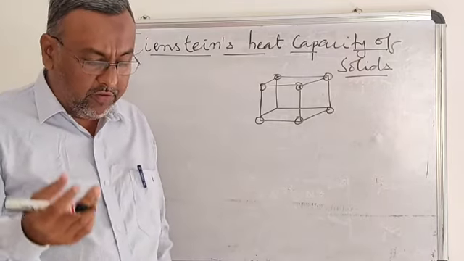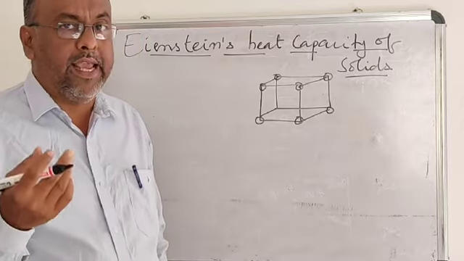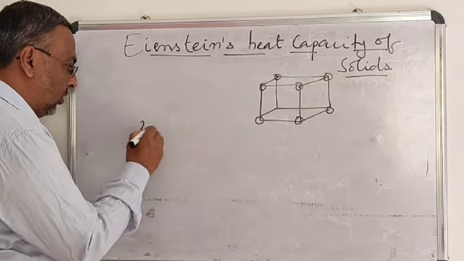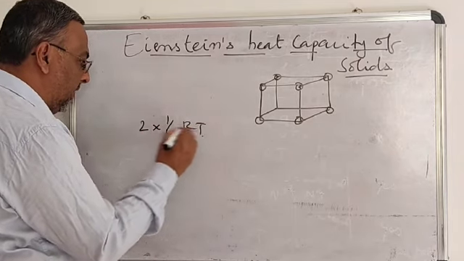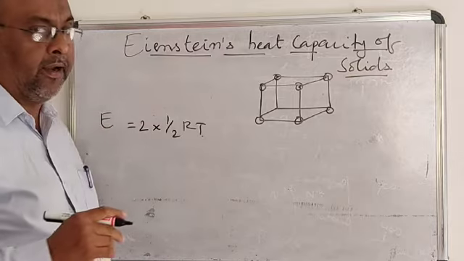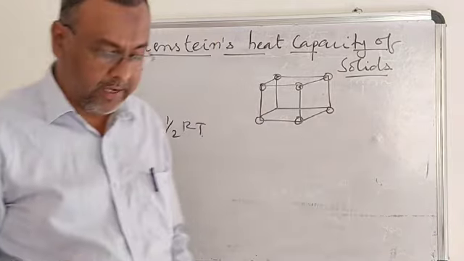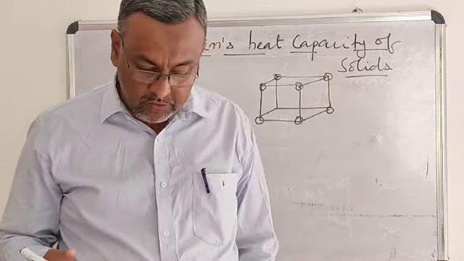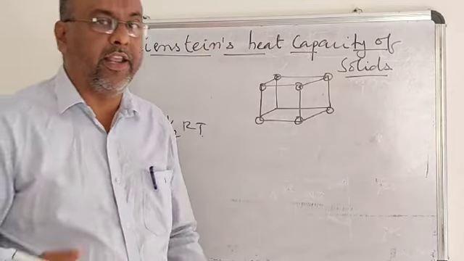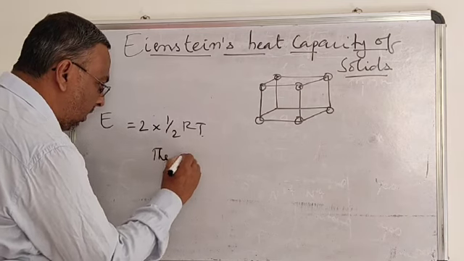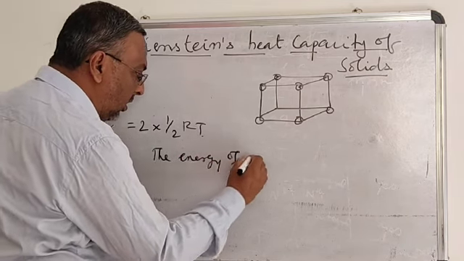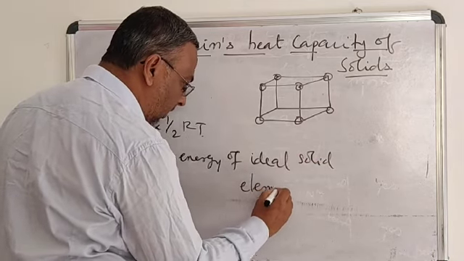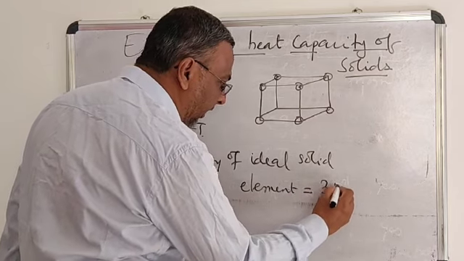Okay, and according to equipartition of energy, the energy of vibration expressed as the sum of two quadratic terms will be equal to 2 into half RT. Therefore 2 into half RT will be equal to RT. So therefore the energy of an ideal solid element is 3 RT.